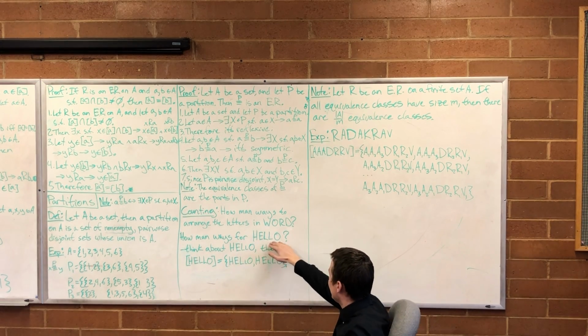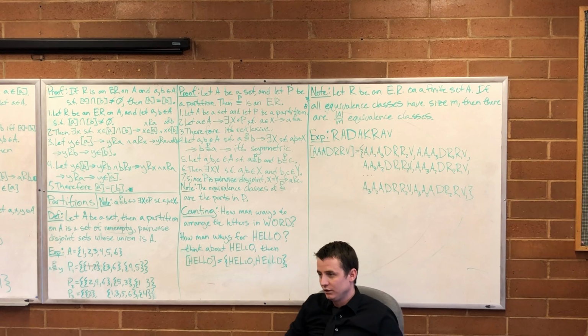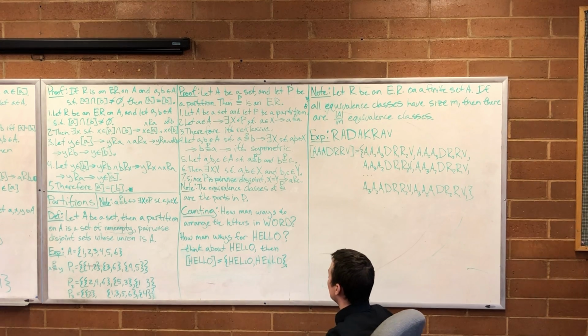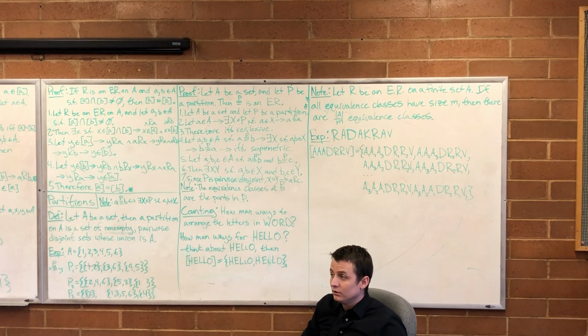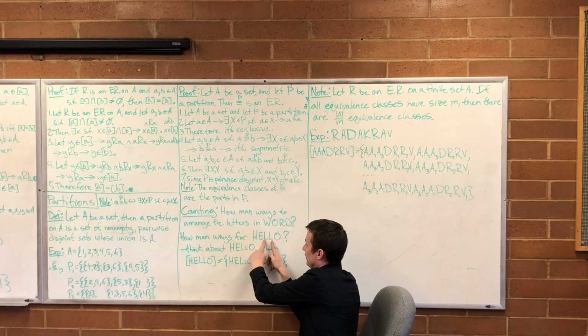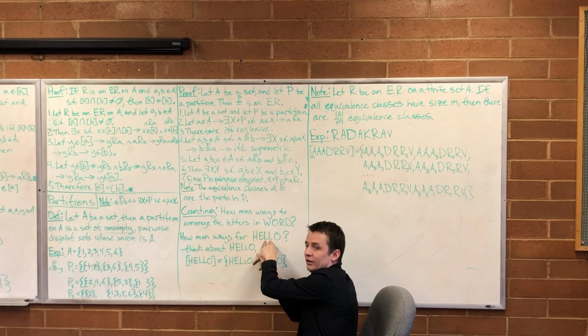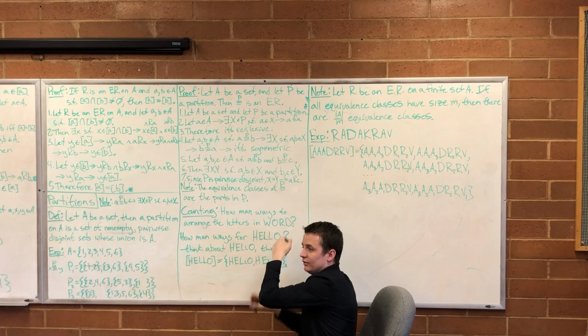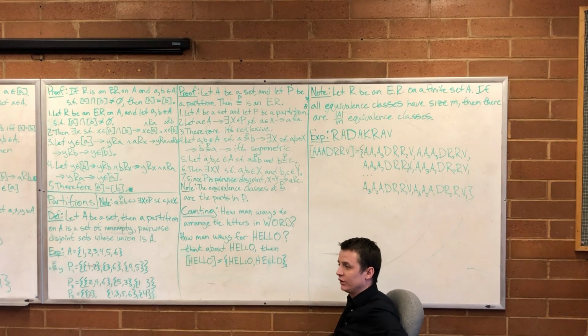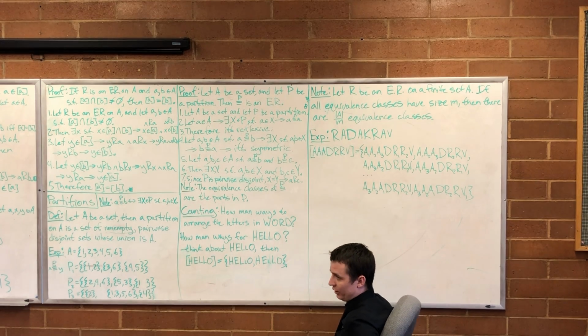So I give you these letters. Now how many different arrangements can you make? 5. 5 factorial. What if I take these L's and flip them around? Did I come up with a different word, including nonsense words? No, I didn't. So, uh-oh, it's not just 5 factorial.